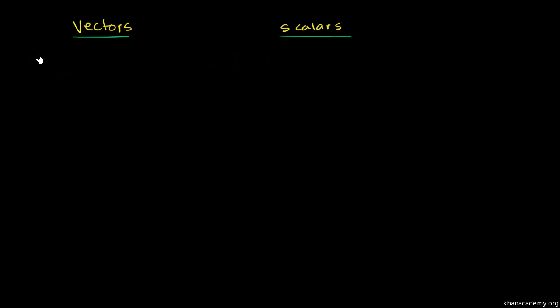A vector is something that has a magnitude, or you could kind of view that as a size, and it has a direction. A scalar only has a magnitude or size. And if that doesn't make sense to you, it will hopefully make sense to you in a second when I show you an example.